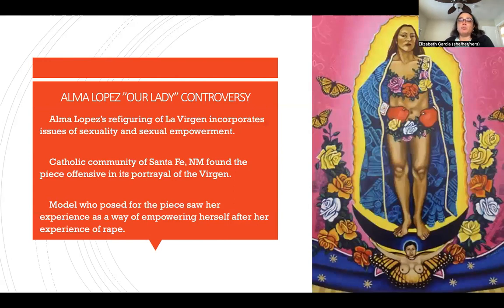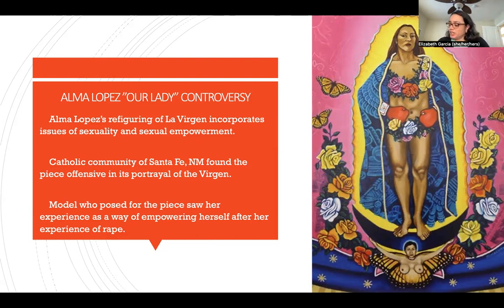The reading also talked about the Alma Lopez controversy over her depiction of La Virgen de Guadalupe, where she incorporates issues of sexuality and sexual empowerment. The Catholic community of Santa Fe, New Mexico, when the work was exhibited there, found the piece offensive in its portrayal of the Virgen. The reading also talked about how this was an empowering experience for the model, who posed for the piece as a way of empowering herself after her experience of rape. And so we saw this discussion in the reading about what this piece of work meant, not just to the artist, but to the model and to other members of the community.